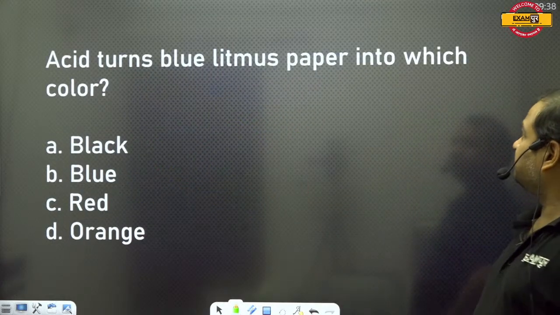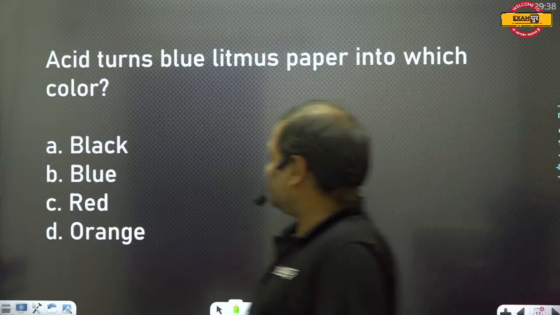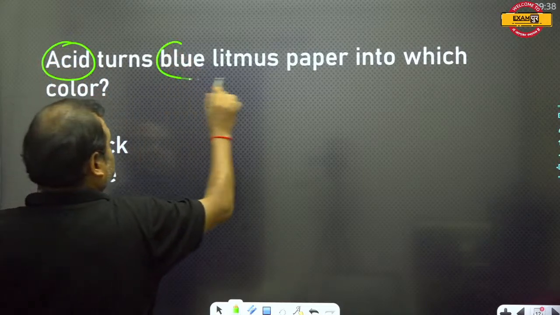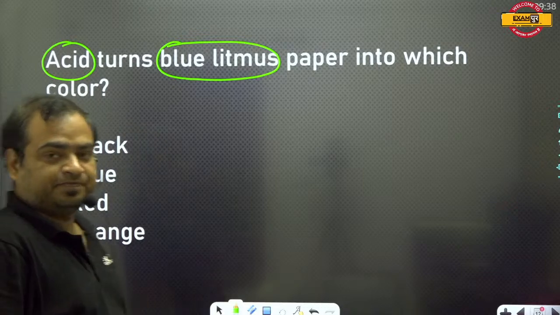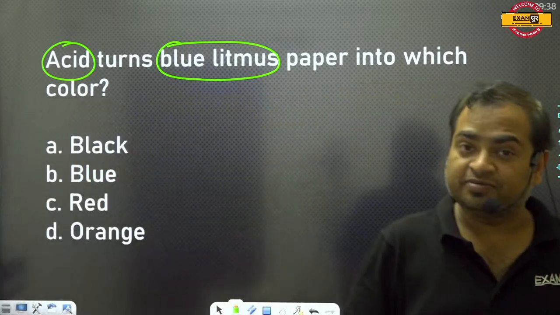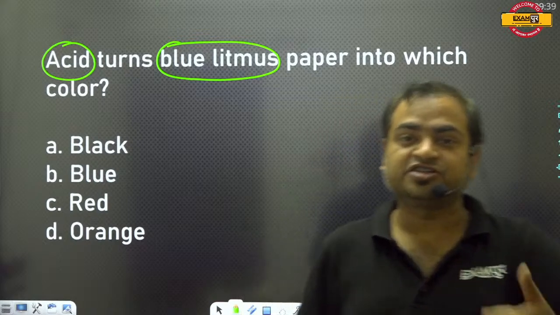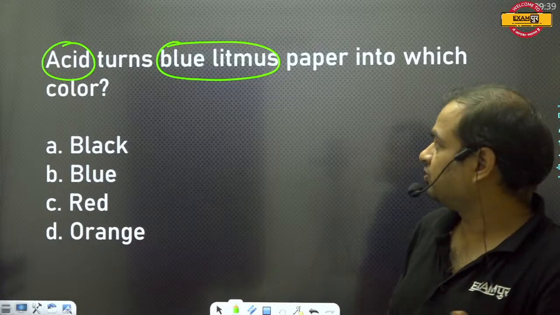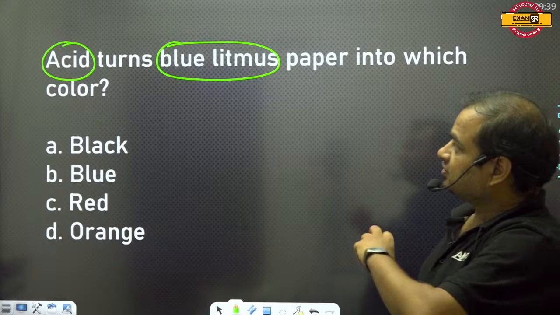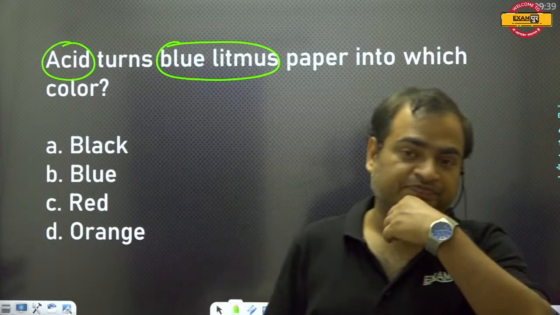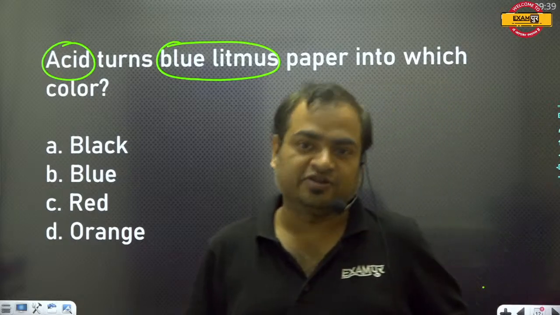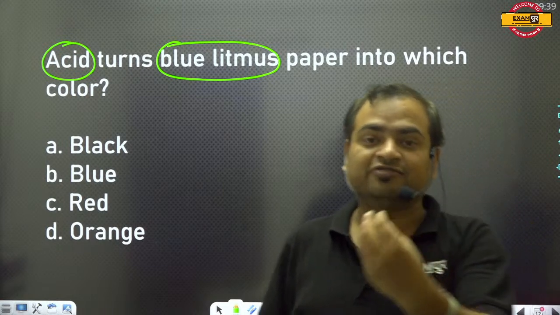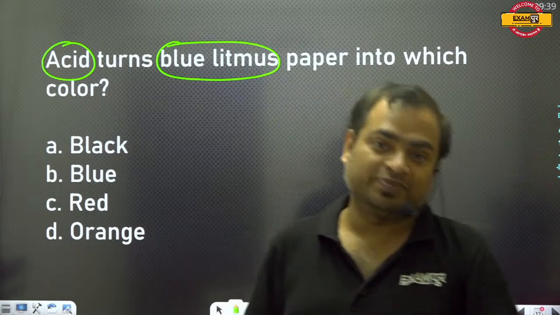Acid turns blue litmus paper into which color? Tell me. If you visit any science laboratory, in the chemistry section, you will see a paper of light blue color. This is known as litmus paper. This litmus paper is a natural indicator, used to check whether the given solution is acidic or basic.